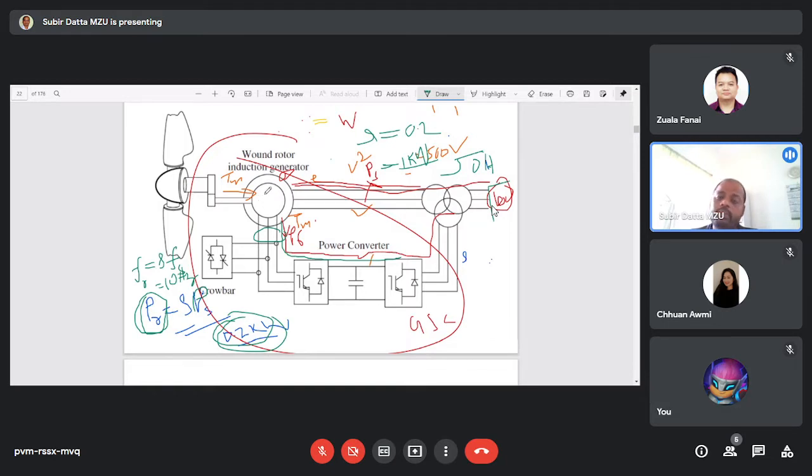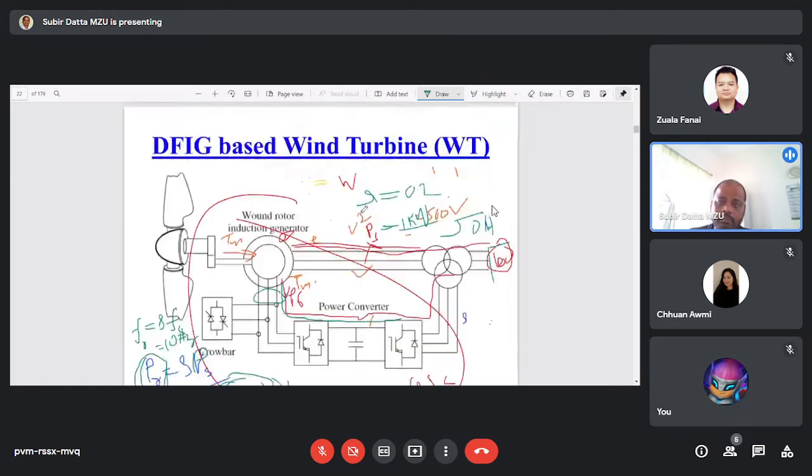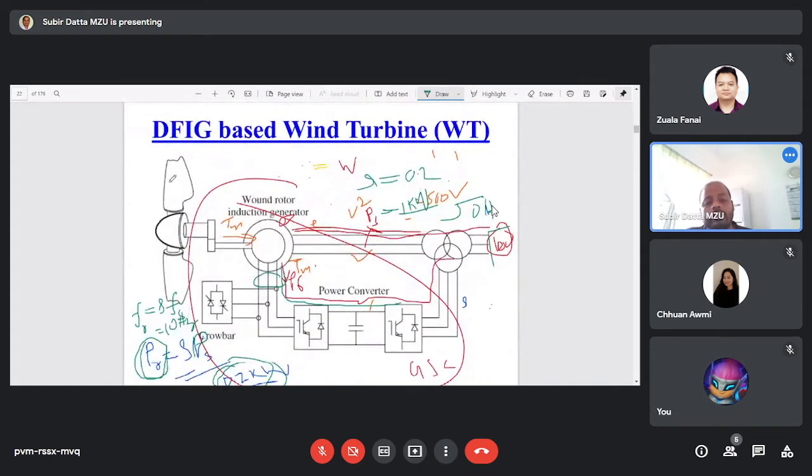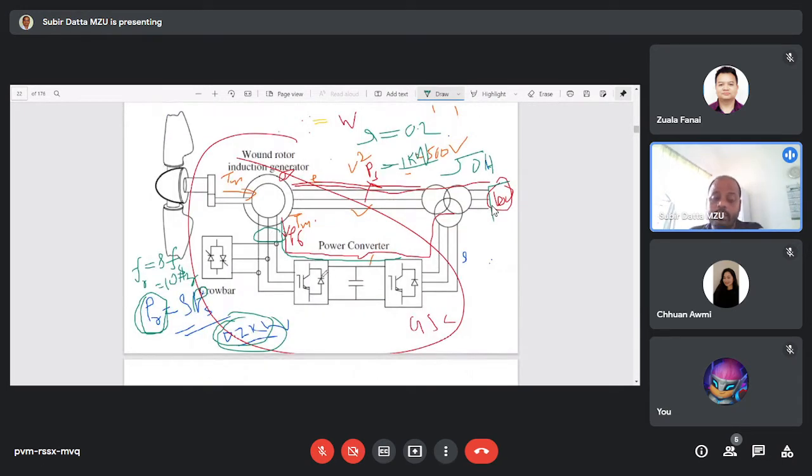So if the slip is 0.2, that is only 20%, and if the slip is 0.3, that is only 30%. That's why the rating of this is very low as compared to this one. Next is this DFIG. Before that, let me explain: what is the objective of these two converters? Let me consider this one first.